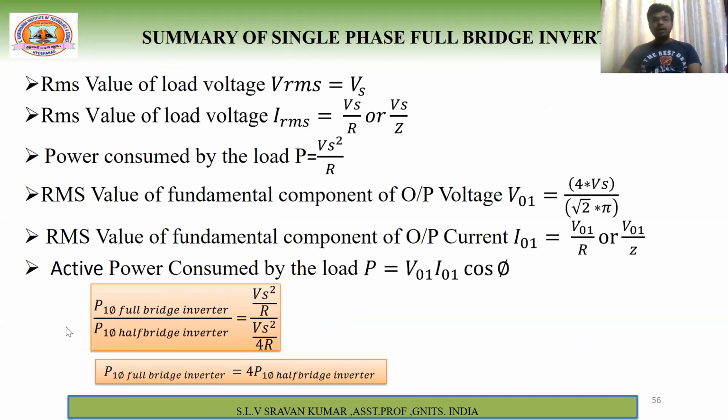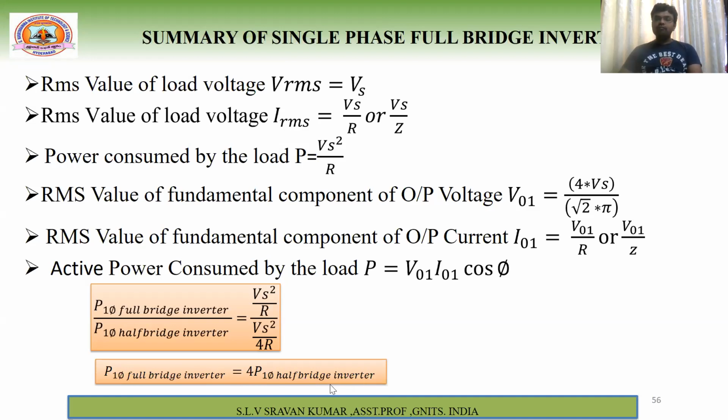Now this is very important. Power in single phase full bridge inverter divided by power in single phase half bridge inverter. What is the power in single phase full bridge inverter? Vs square by R. What is the half bridge inverter power? Vs square by 4R. Please refer to the slides of your half bridge inverter. There I have clearly discussed this one. Right. And finally, if you simplify, P full bridge inverter is equal to 4 times P half bridge inverter. This is very important.